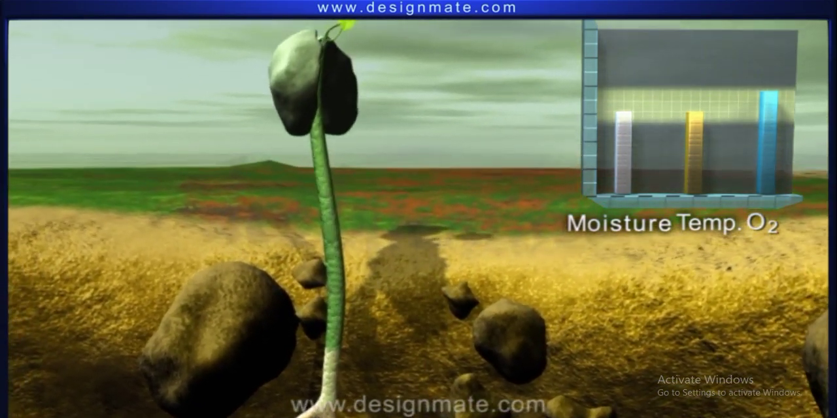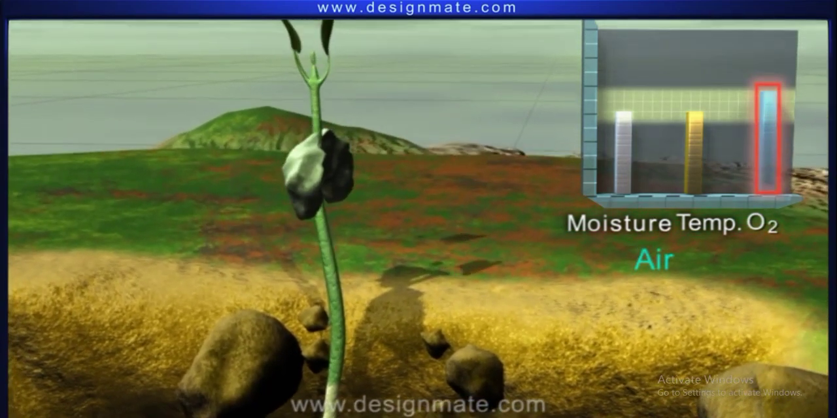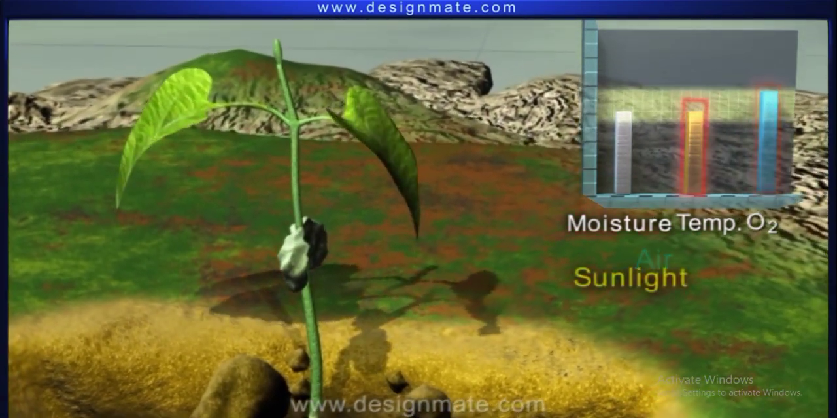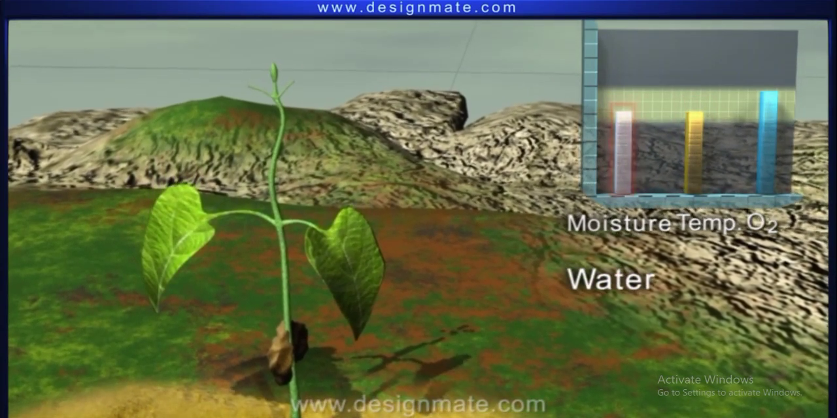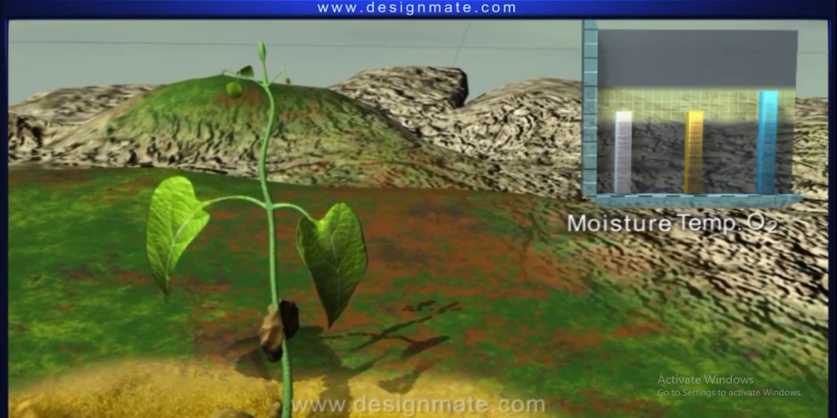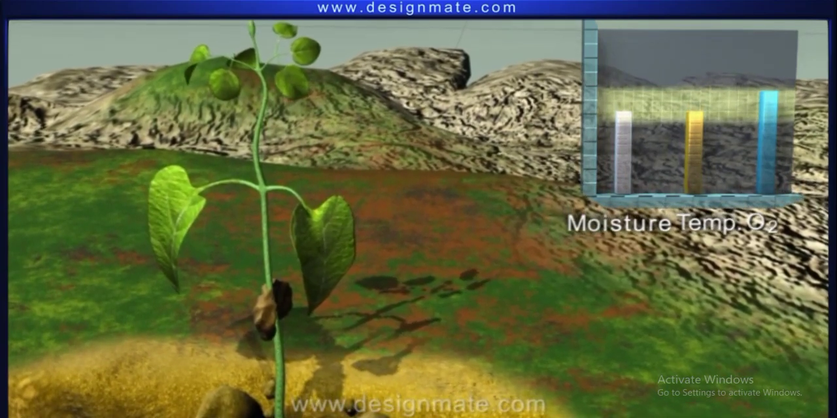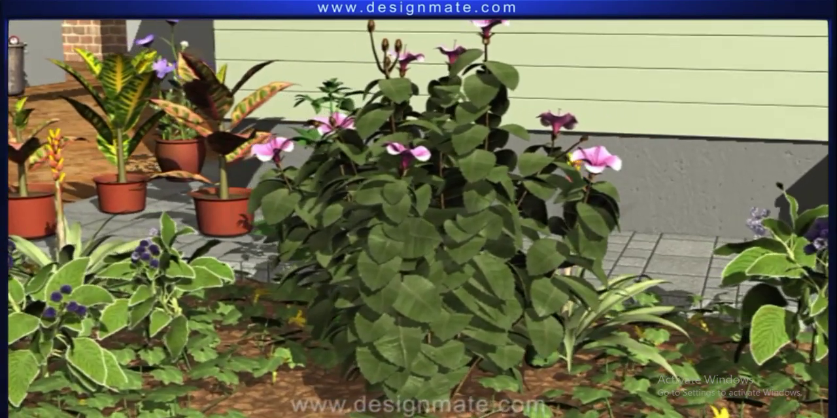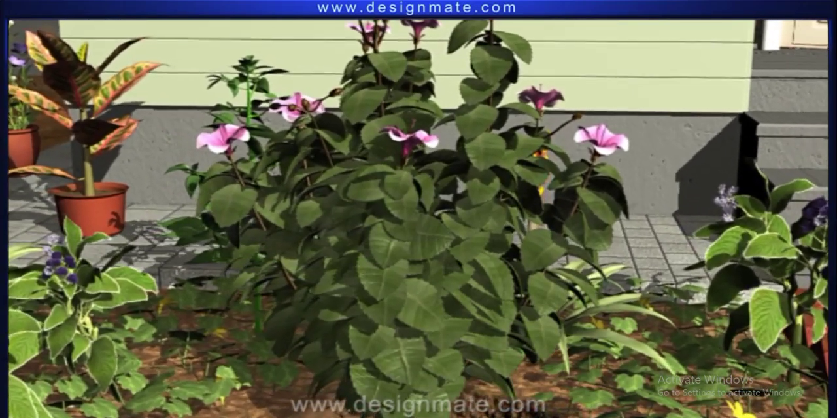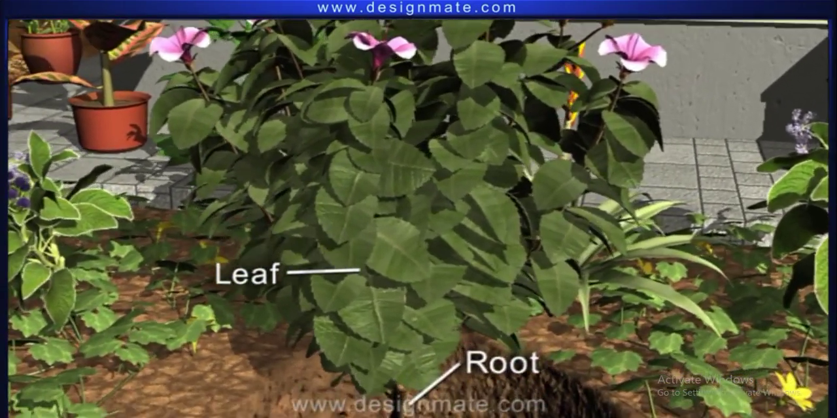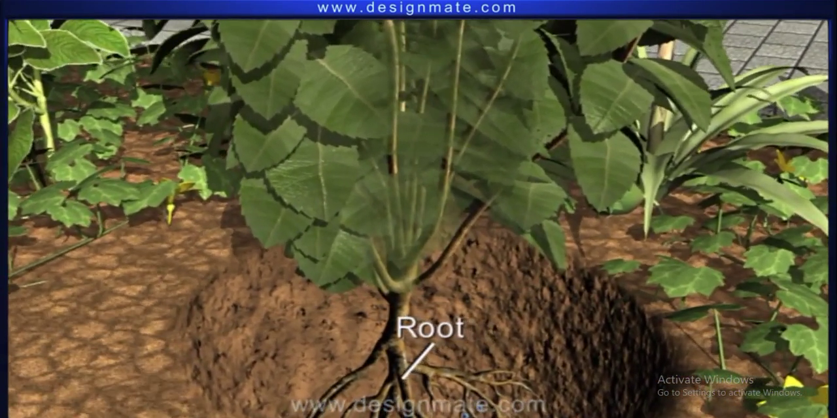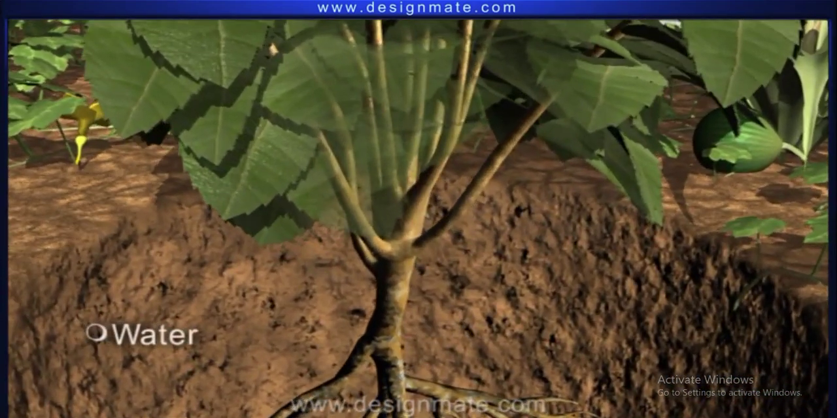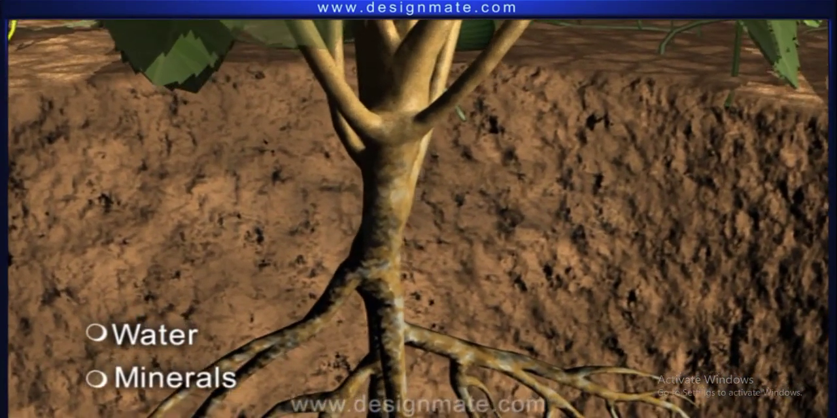The seedling, on receiving adequate amounts of air, sunlight, and water, grows into a young plant. In a plant, the organs for absorption are basically the leaves and roots. The leaves absorb oxygen and carbon dioxide from the atmosphere, while the roots absorb water and minerals from the soil.